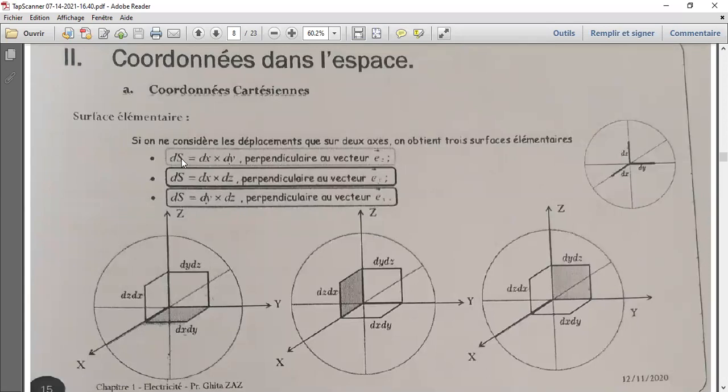The first one is dS equals dx times dy, perpendicular to vector EZ. But how did they know that? I'm using the first, which is dx times dy. First of all, you check your z. This is your z, and if you extend the z, it is cutting this box here. This rectangle is cutting it perpendicular. That's why I'm saying the extension is really important.